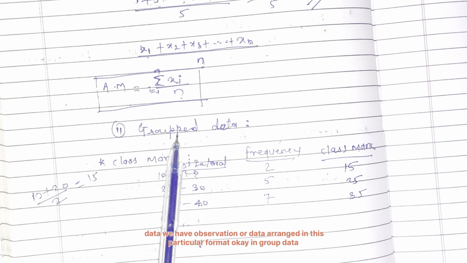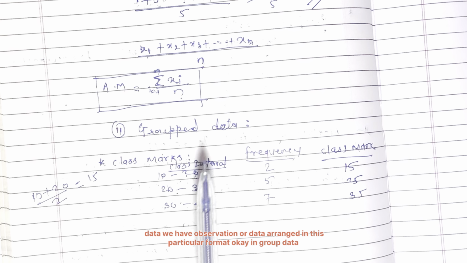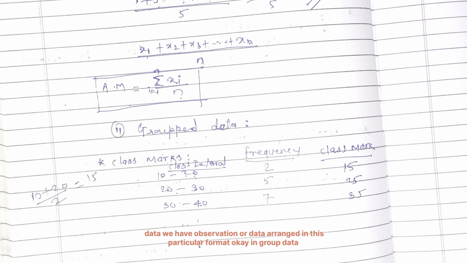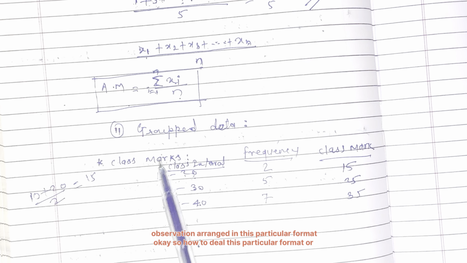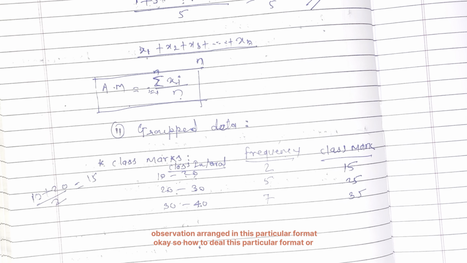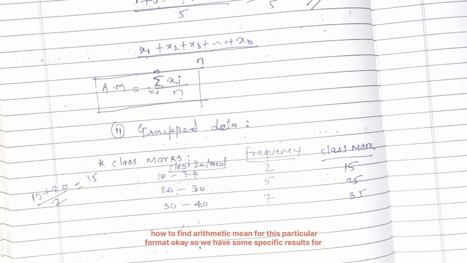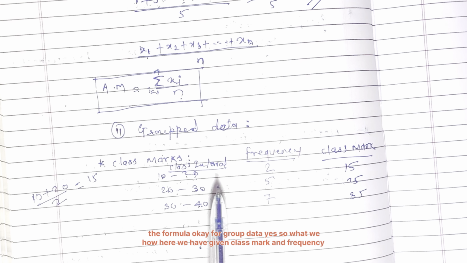For grouped data, the observations or data are arranged in this particular format. So how do we deal with this format, or how do we find the arithmetic mean for it? We have a specific result for this. Now I'm going to explain some terminology that is needed for the formula for grouped data.